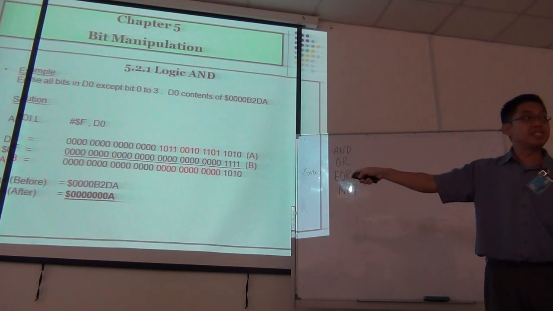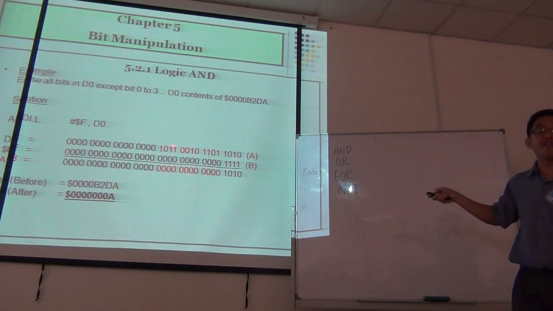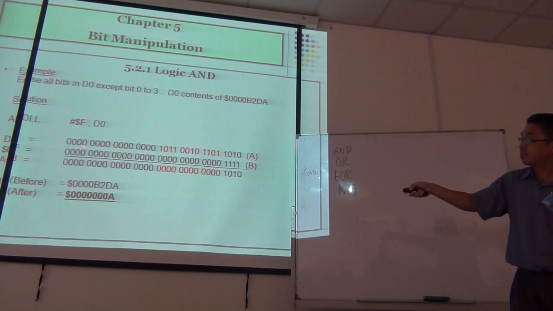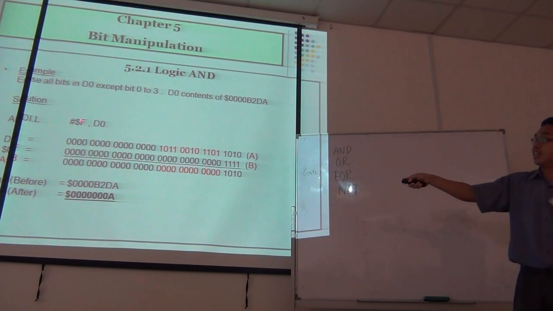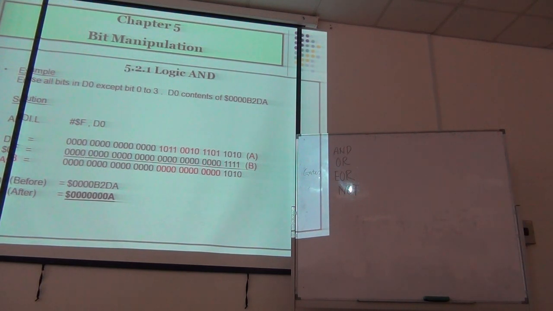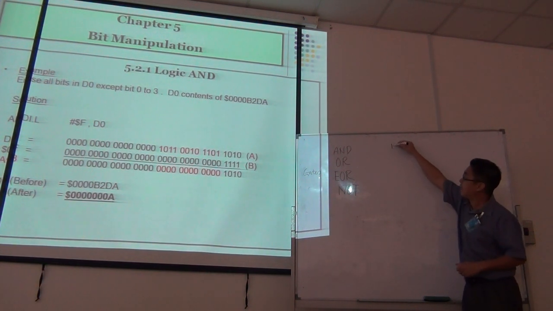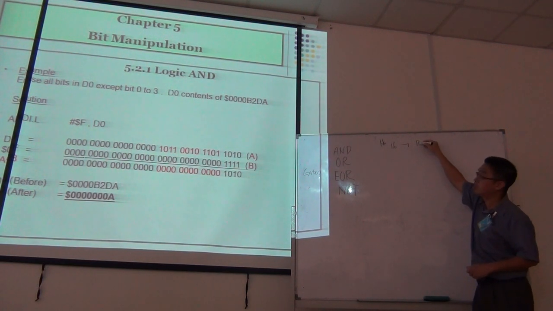Long word means you have to write down all the 32 bits over here, every bit. So D0 is all here. This is equivalent to this one, and F is equivalent to this one. So I have to touch on the basics first. You must remember, if you want to convert hexa numbers to binary numbers, we'll go back to basics.